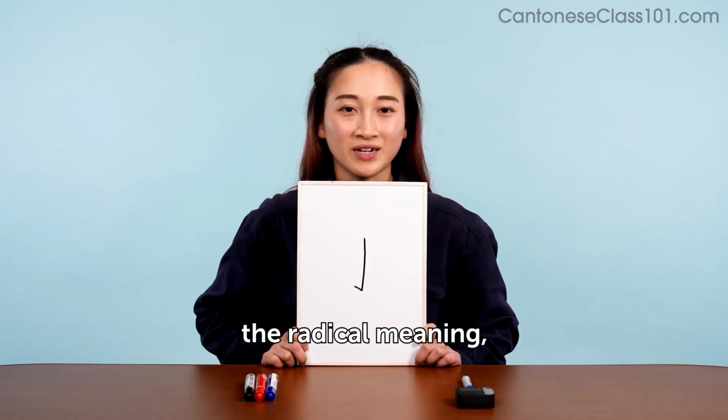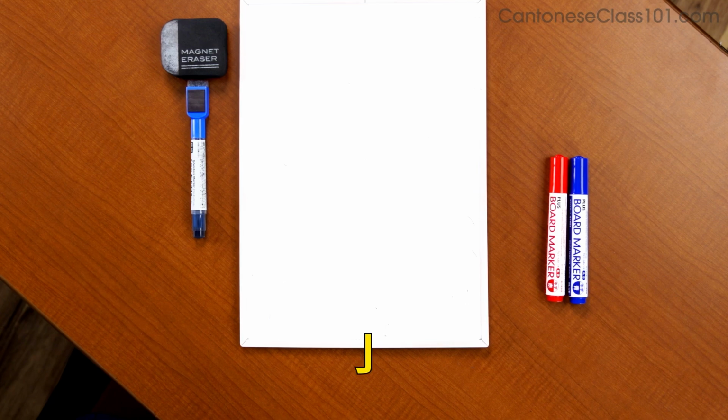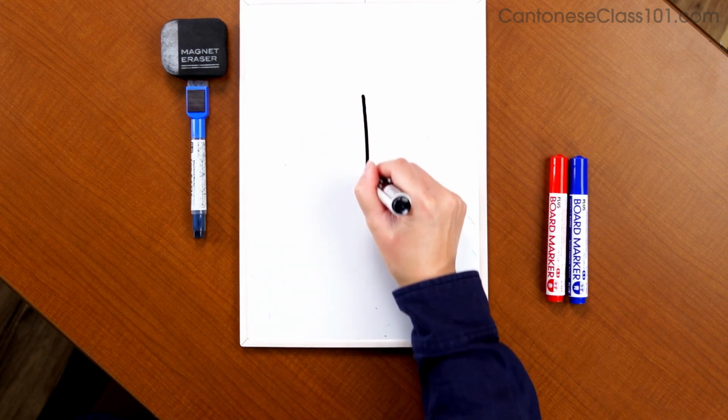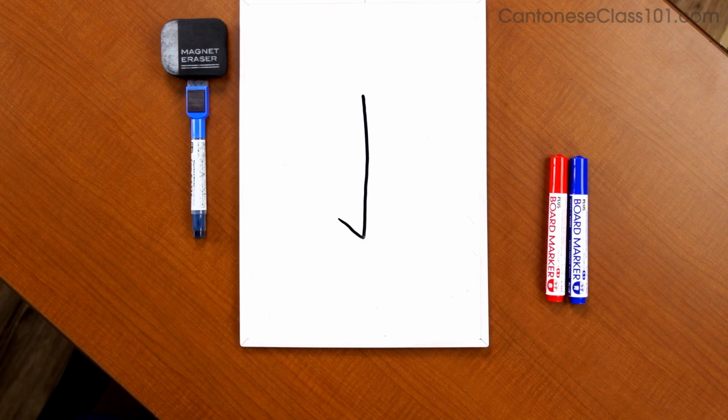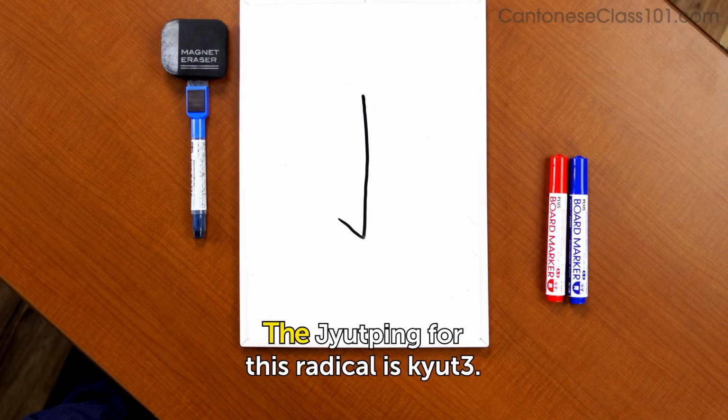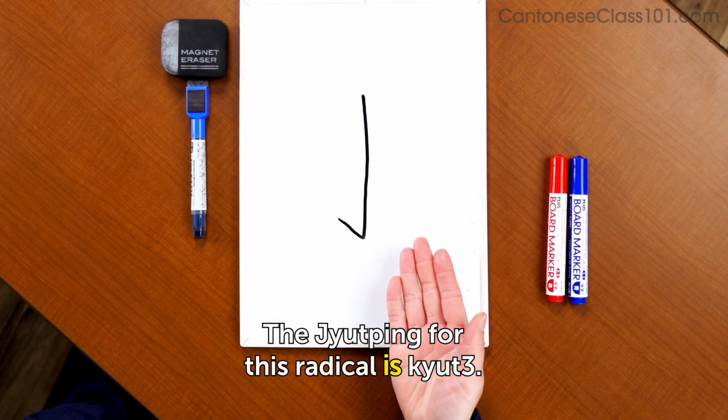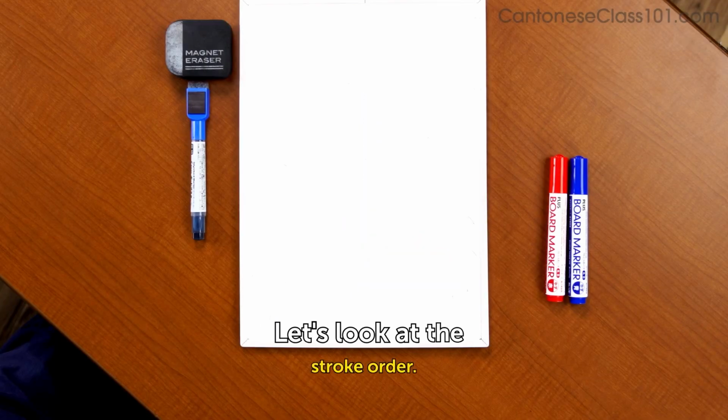Do you know how to write a radical meaning hook? The Yue Ping for this radical is could. Let's look at the stroke order.